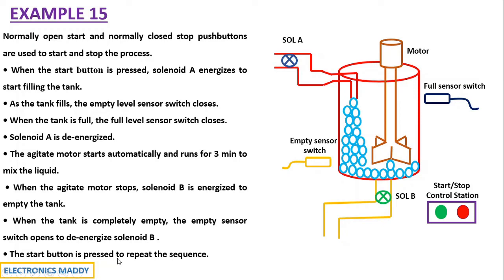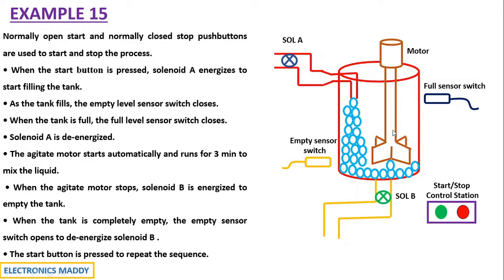The start button is pressed to repeat the sequence. So again, if you want to continue this process, you have to press the start push button. A stop push button is normally used to stop the process at any point in time you feel you have to stop it based on the industrial requirement. There should always be a provision for that, and it is done with the help of a stop push button. So I hope the requirement is now understood.